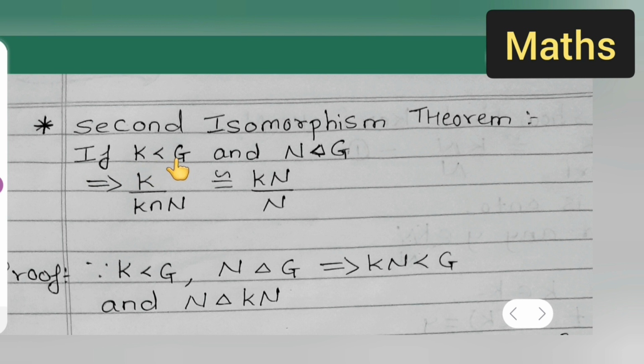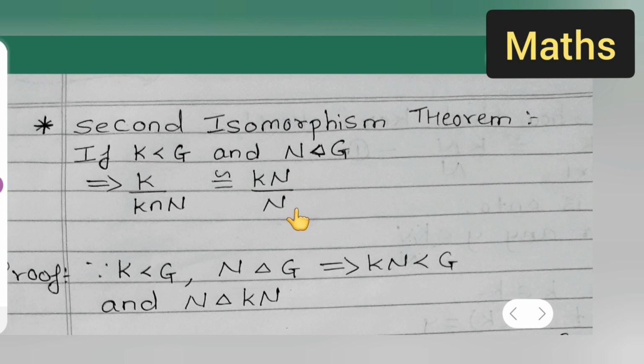If K is less than G, that is, K is a subgroup of G, and N is a normal subgroup of G, then you all have K upon K intersection N is isomorphic to KN upon N.